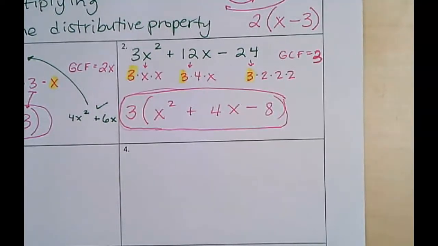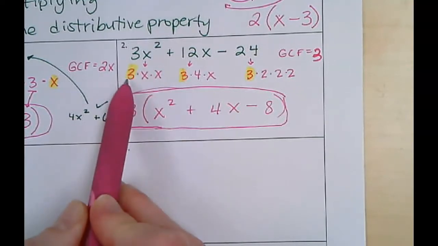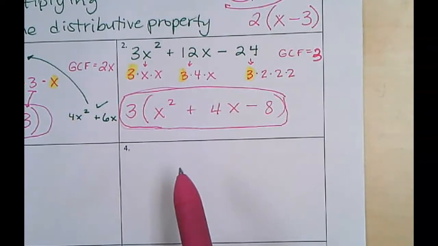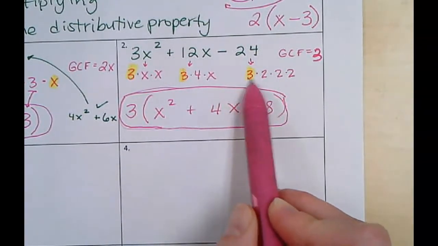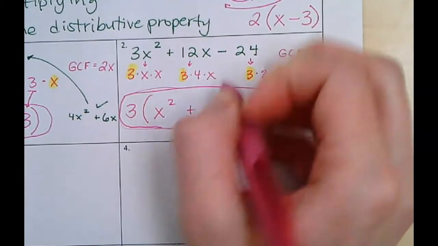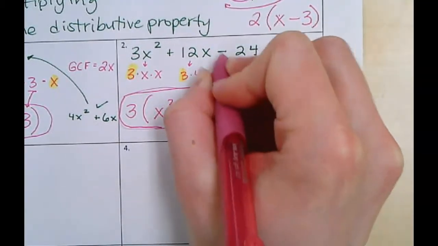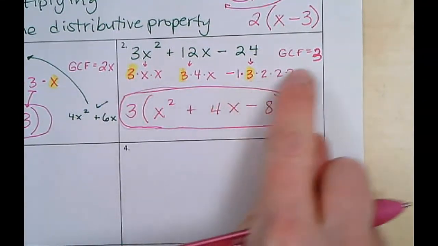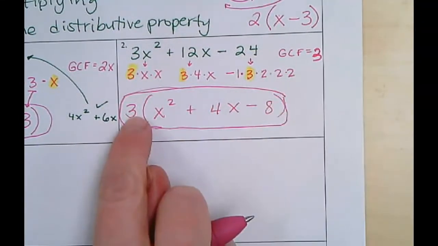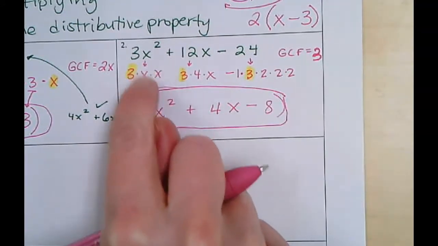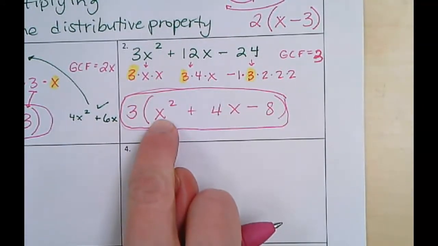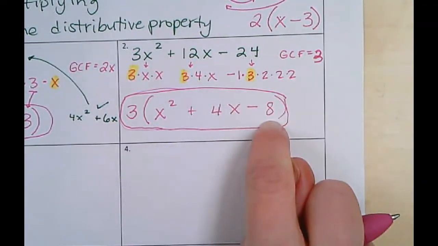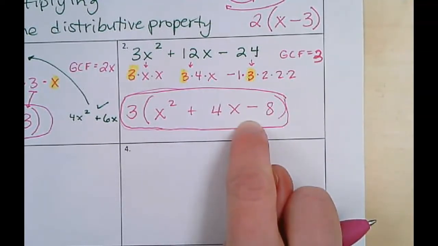Okay, let's check our work. 3x squared is 3 times x times x. 12x is 3 times 4 times x. And this negative 24 is 3 times 2 times 2 times 2. And really, this does have a negative 1 from that piece. Now, when I factored out, I noticed that they only had a 3 in common. So that's my GCF. Left over, I had 2 x's, or x squared, 4x, and a negative 1 times 8. So this is fully factored with GCF.